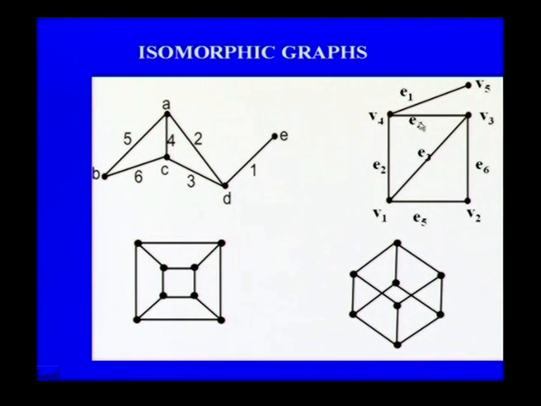So, there is an edge between V4 and V5, there is an edge 1 between D and E. That incidence relationship is preserved. E1 corresponds to 1, E2 corresponds to 2. Edge 2 is between A and D and E2 is between V1 and V4. You can see the correspondence. 3 is between C and D. Here E3 is between V1 and V3.